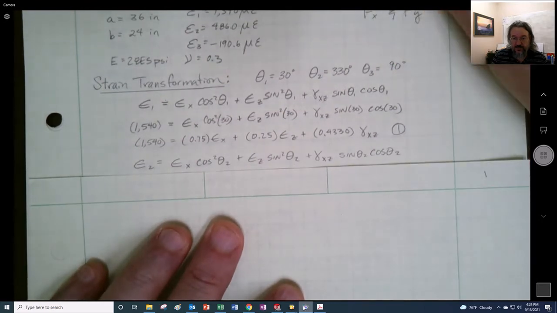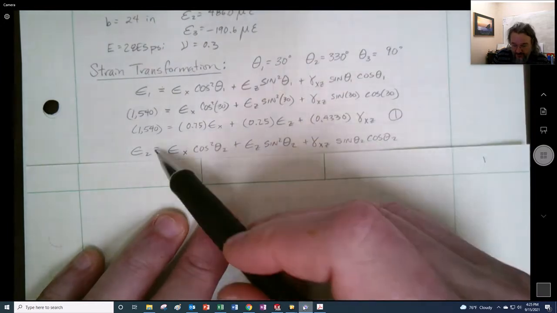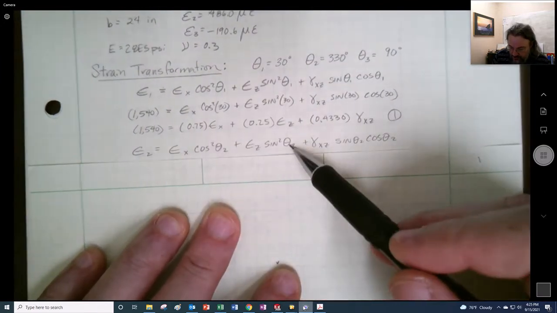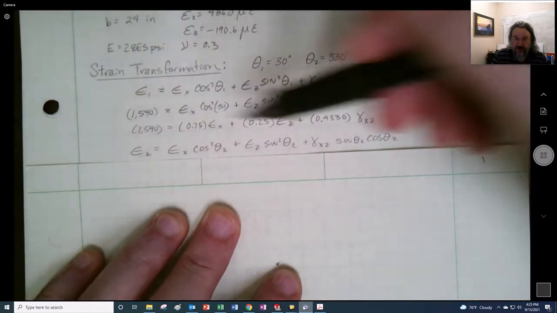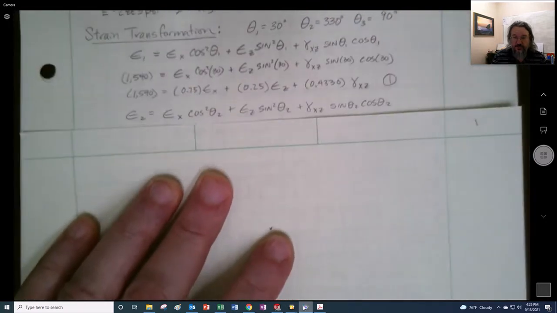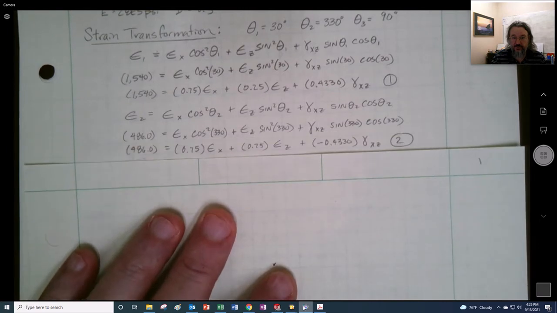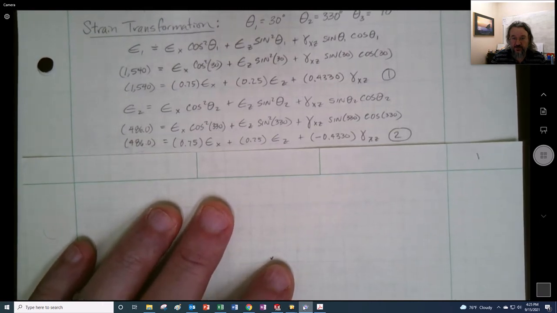So I do it again now for the second one, making sure that this 2 and that 2 and that 2 and that 2, the angles, correspond with the strain that we've gotten from the gauge. And we stick in the angles, and now we have a second equation. And there are 2 equations and 3 unknowns.